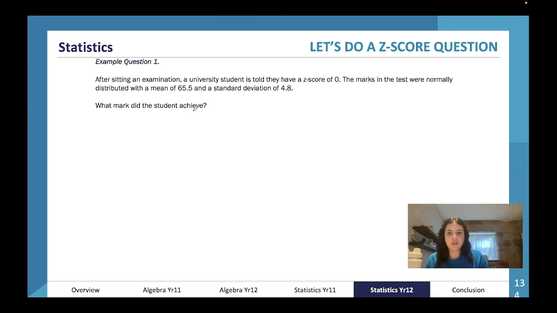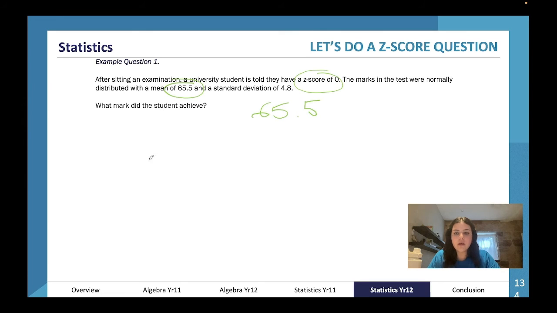So we're going to do a question. After sitting an exam, a university student is told they have a Z-score of 0. The marks in the test were normally distributed with a mean of 65.5 and a standard deviation of 4.8. What mark did the student achieve? Now, because they have a Z-score of 0, we don't actually have to work it out. We just know the mean was 65.5. They had a Z-score of 0. They got the mark 65.5.